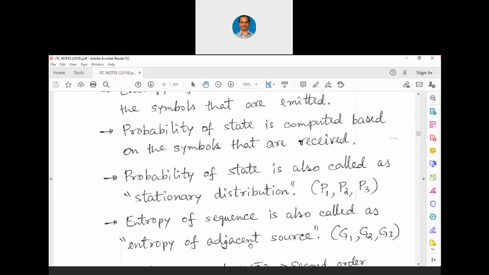Entropy of sequence is also called the entropy of the adjacent source. This is a typical word used in the textbooks. There is a sequence, and we simply call it a single symbol sequence, two symbol sequence, and three symbol sequence. But here sometimes they call it G1 is one source, G2 is the adjacent source, G3 is the adjacent source, that way. So in such cases, textbooks sometimes refer to this as entropy of the adjacent source. You should simply understand that it is the entropy of the sequence itself.